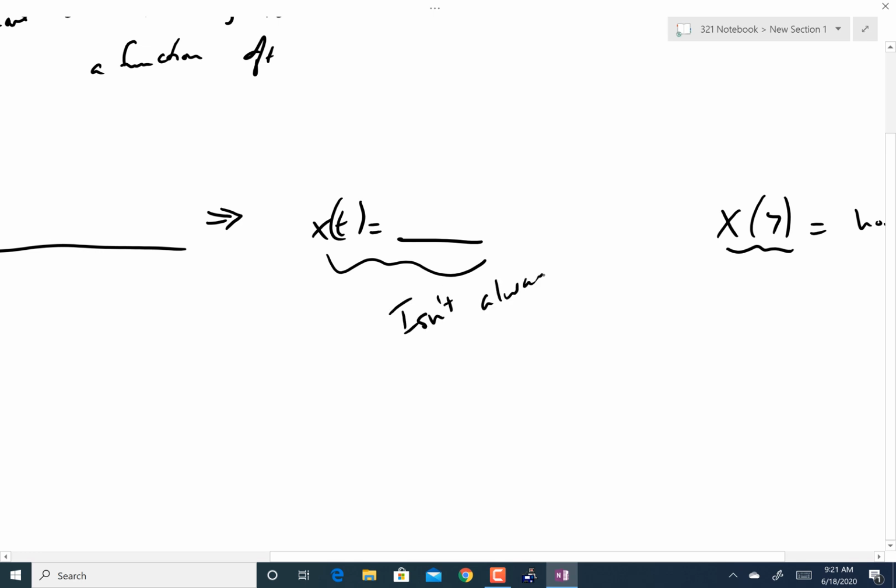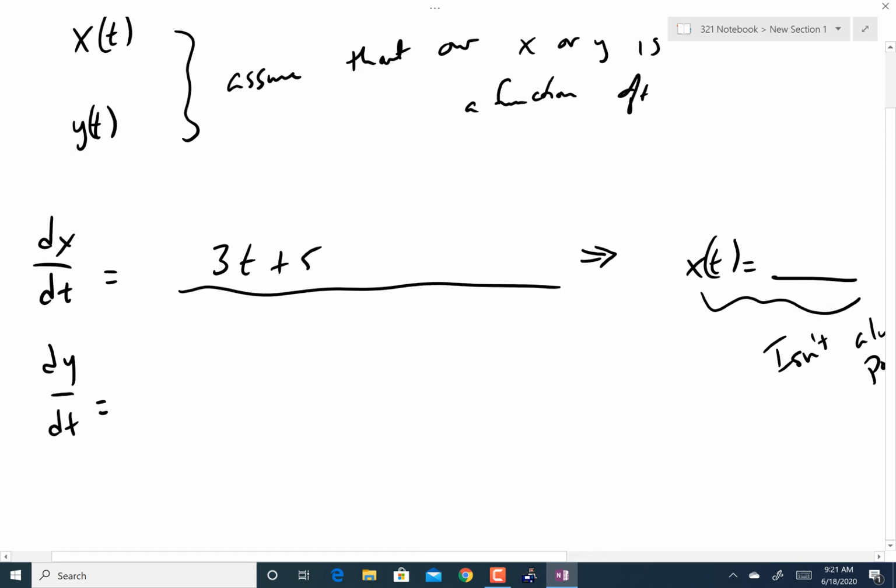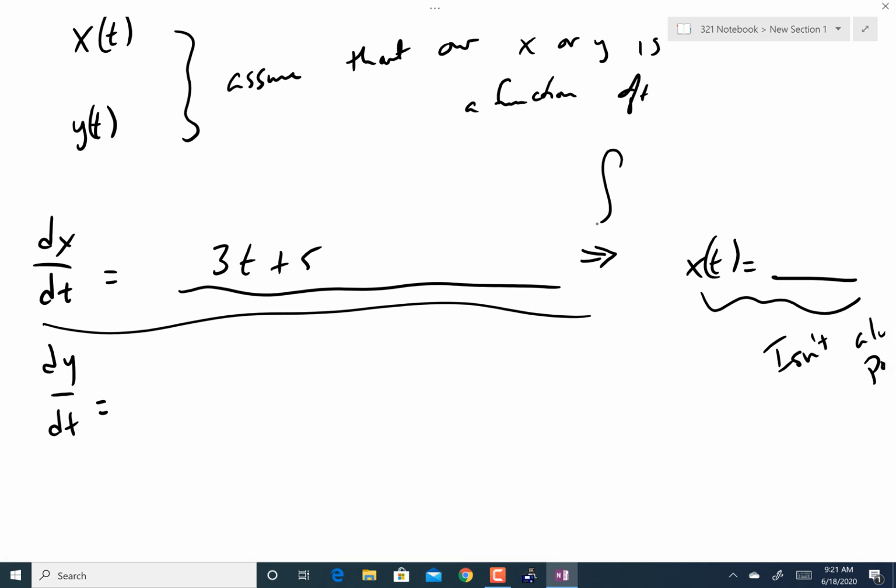And why is that, Jay? Well, because sometimes, as you know, to get from here to here, you're going to have to be doing an integral. Sometimes you can't always integrate everything, is that right? So a lot of times there are functions you can't integrate. They don't have an integral in closed form.